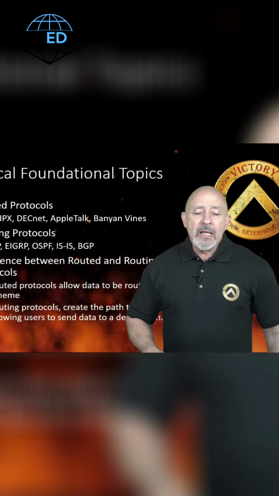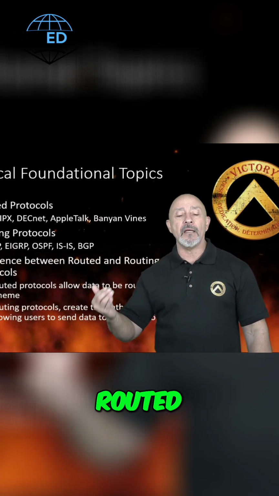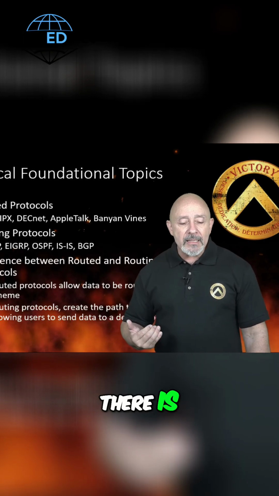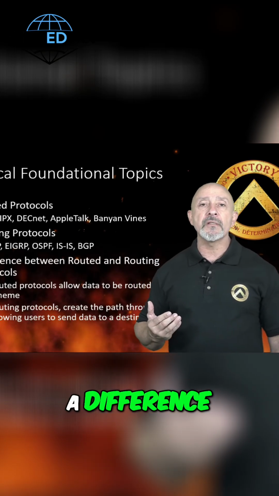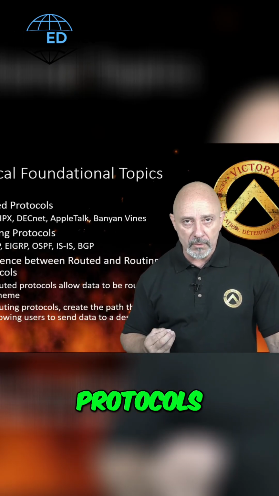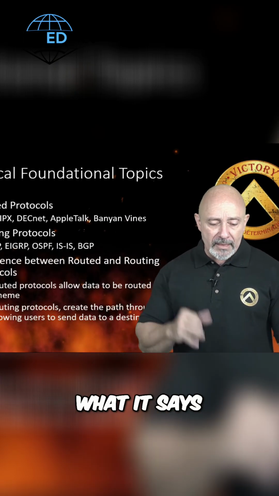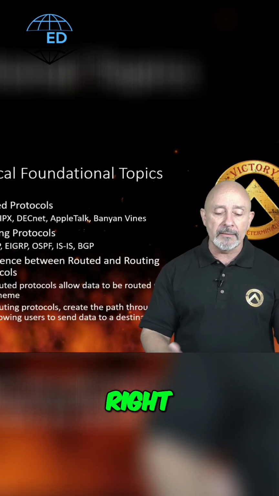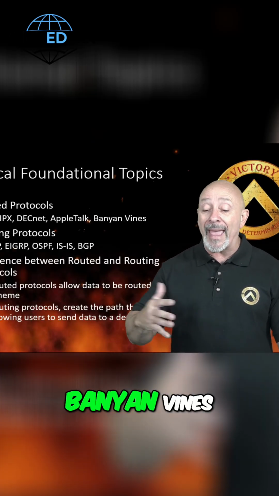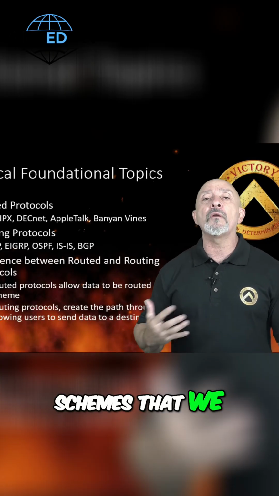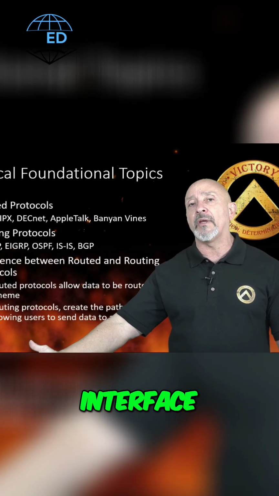Now, routed and routing protocols. There is a difference between routed and routing protocols, okay? A routed protocol is what it says right there: IP, IPX, AppleTalk. These are the ones that we're used to, right? Then we have DECnet, Banyan VINES, all right? These are the addressing schemes that we create, they sit on an interface.